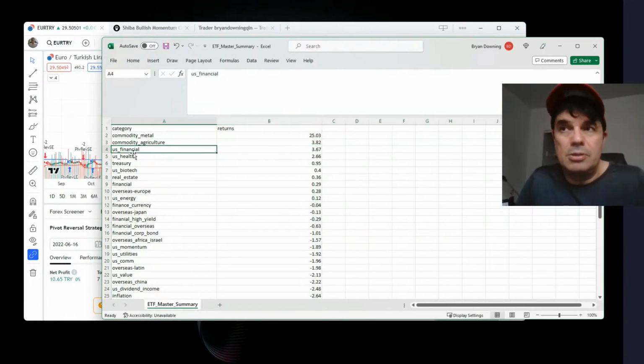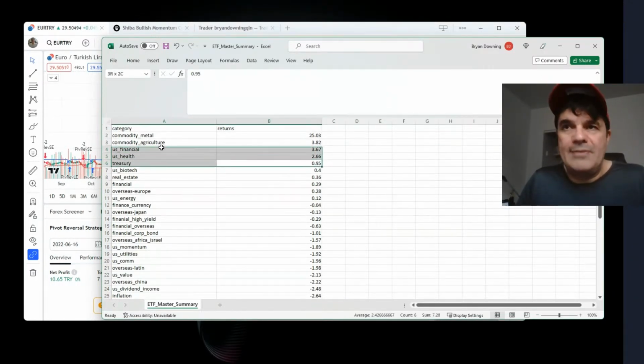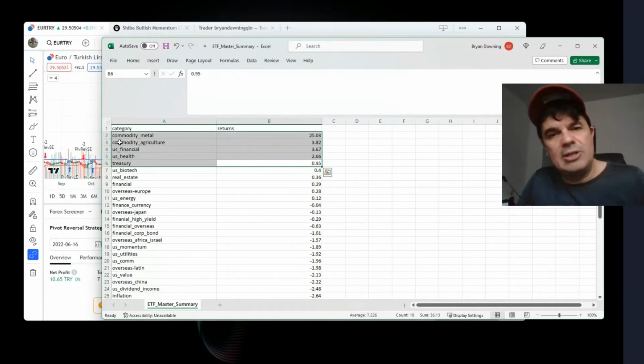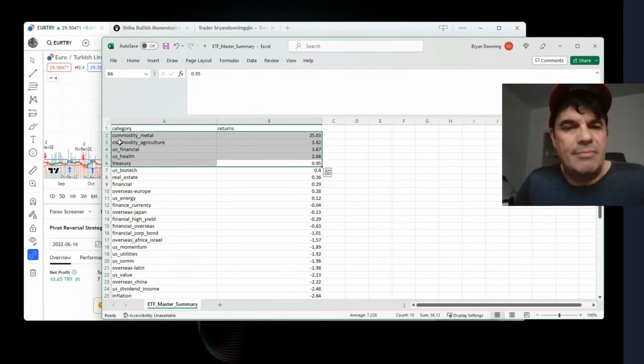As I said, financial and health are the ones doing well. This month has been pretty brutal. So if you know that, these are the only sectors you choose from, or ETFs that are performing this month. I've shown you earlier with the buy and hold.